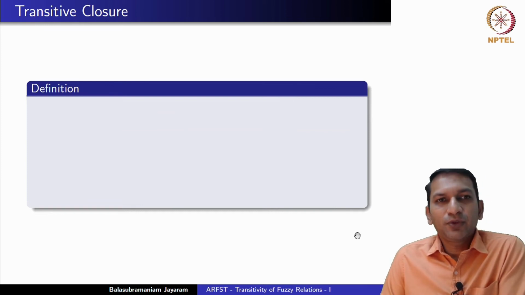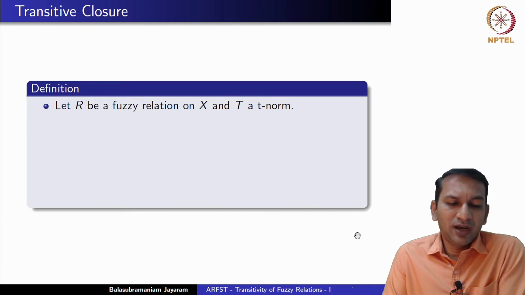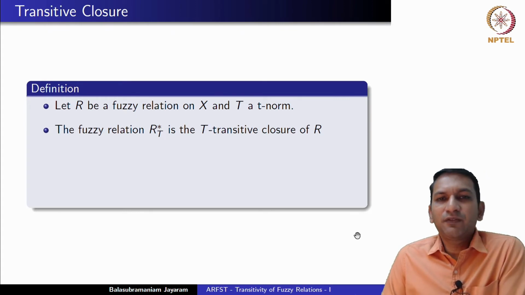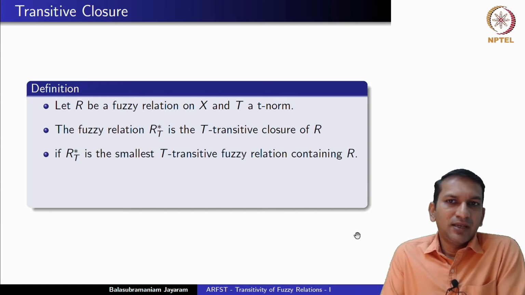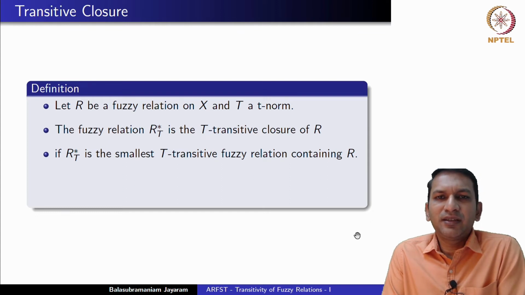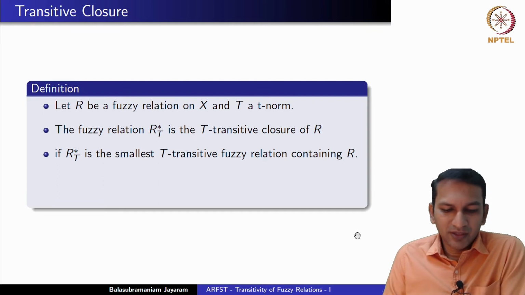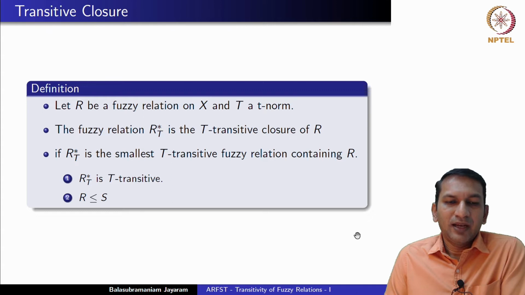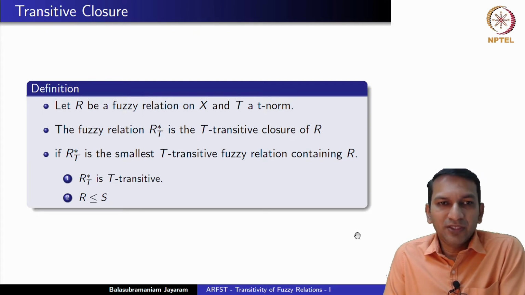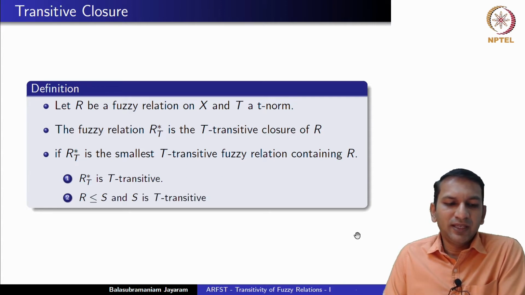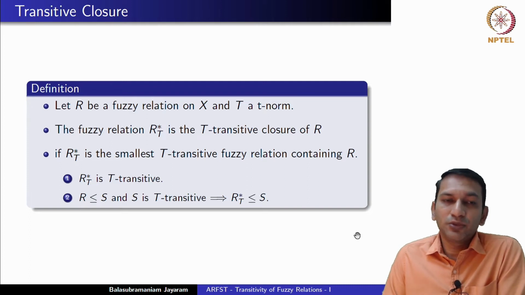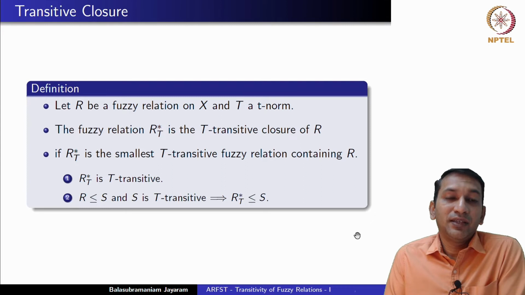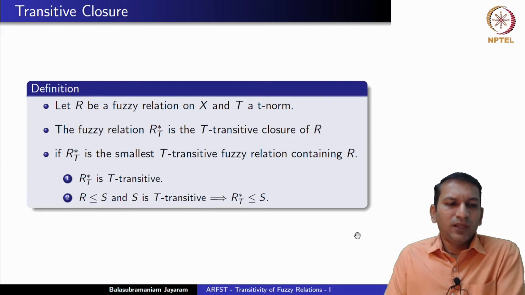Let's define what we mean by transitive closure. For that, let us consider a fuzzy relation R on X and a T-norm T. We say the fuzzy relation denoted by R_T star is the T-transitive closure of R if R_T star is the smallest T-transitive fuzzy relation containing R. Now let's decode this a bit. So what do we expect R_T star to be? First of all, R_T star should be T-transitive. And if S is some relation which contains R and is also T-transitive, then we expect that S is bigger than R_T star too. So R_T star is T-transitive and the smallest such T-transitive relation containing R. Well, this is the definition.